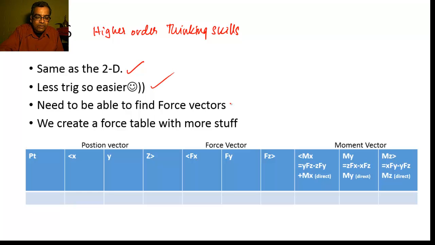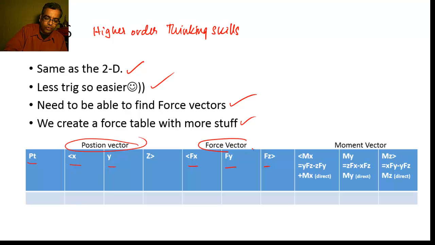The main thing is you should be able to find the force vectors, and we have to create a force table with more things. As usual we have the point. Now instead of just x and y, we have x, y, z. That creates the position vector, and then Fx, Fy, Fz, which creates the force vector. And instead of having one moment, we have three moment components. Mx is y Fz minus z Fy, My is z Fx minus x Fz, and Mz is x Fy minus y Fx.